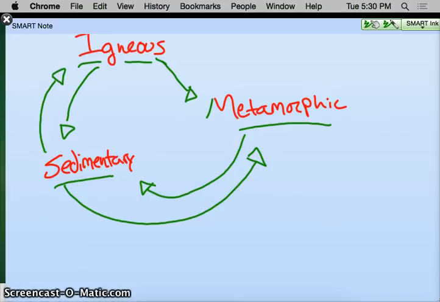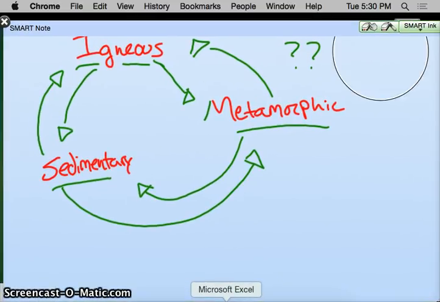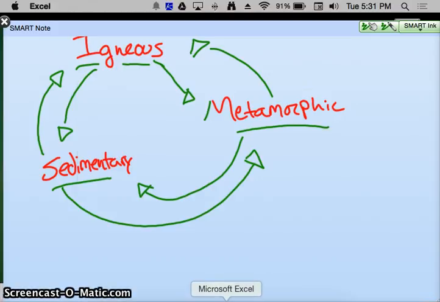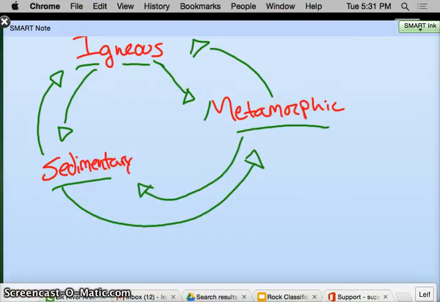And a metamorphic rock, if it's deep underground, could it come in contact with magma and then melt completely and then turn into an igneous rock? Yes, it could as well. And that does happen, students. So what I want you to see from this example is that the three different parts of the rock cycle do flow into one another.